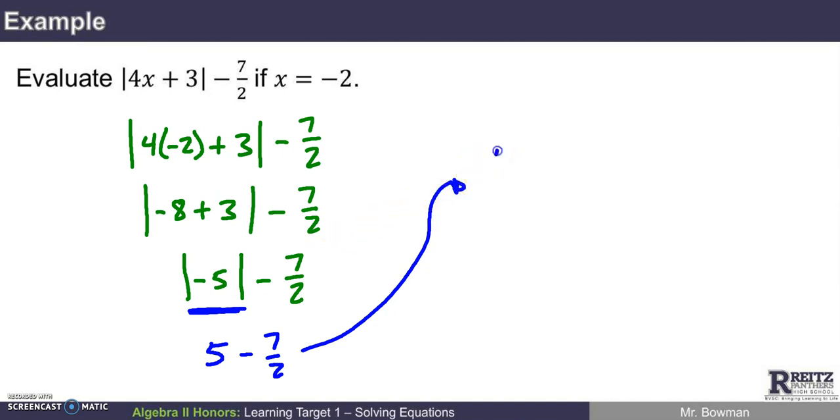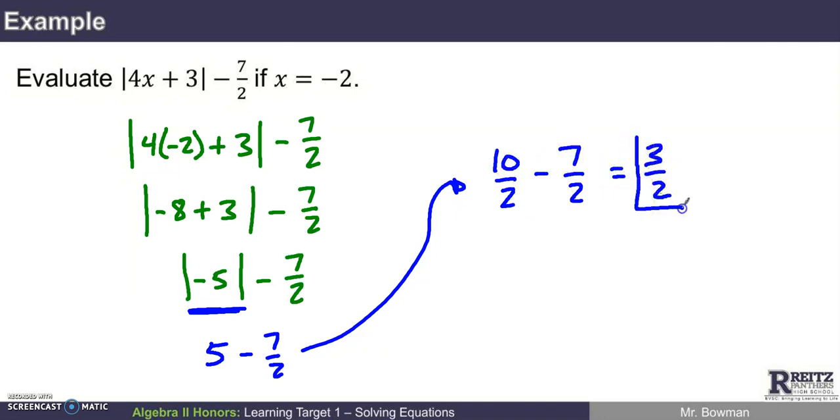You might need to think about 5 being 10 halves, if you want to give an answer that is a fraction. 10 halves is the same as 5. The reason that's important, I hope you'll recall, is that if you're going to subtract two fractions, they have to have the same denominator. And if they have the same denominator, then you can simply subtract the numerators in this case to get 3 halves.